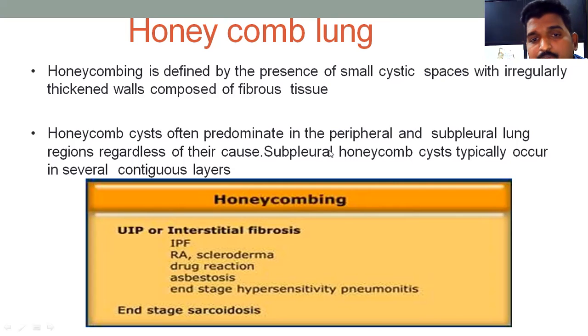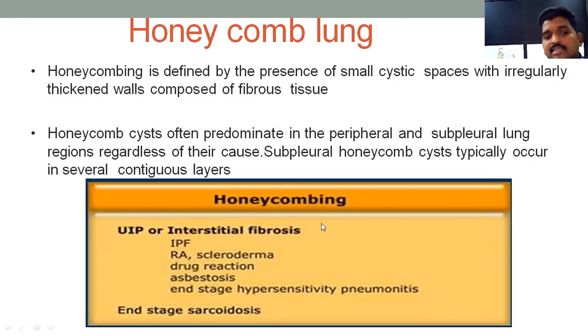Honeycomb cysts often predominate in the periphery and subpleural lung, regardless of their cause. As you know, honeycombing is common in IPF, but any fibrotic interstitial lung disease can present with honeycombing. Honeycombing occurs very uncommonly early in IPF, which you should remember. Subpleural honeycomb cysts typically occur in several contiguous layers, like a chain pattern. If you see evenly thick-walled, small cyst-like appearances in a chain-like lacy pattern, you can easily conclude that you are dealing with honeycombing.